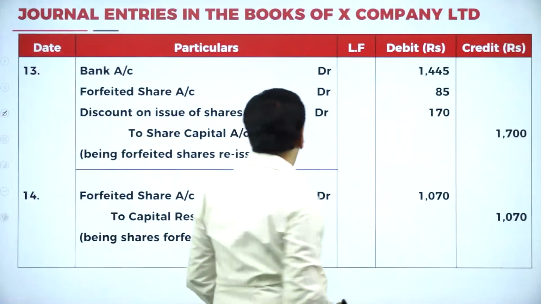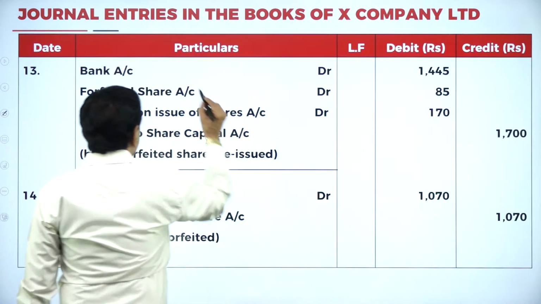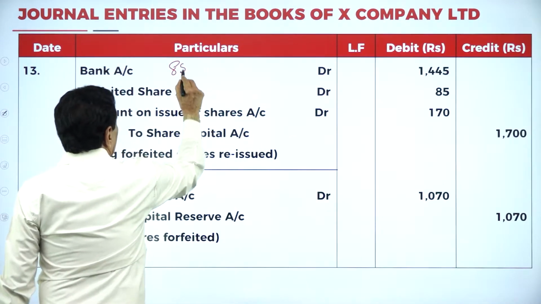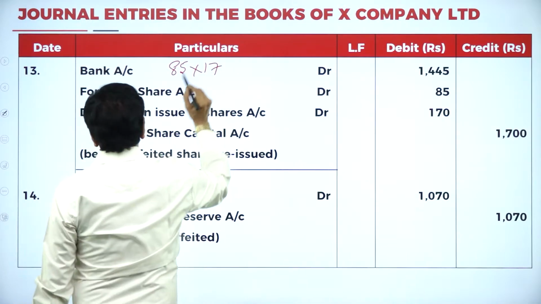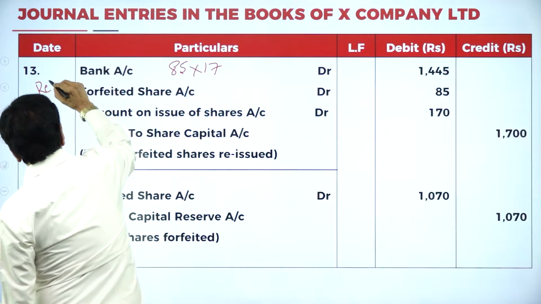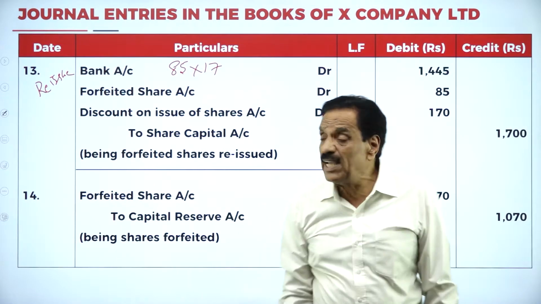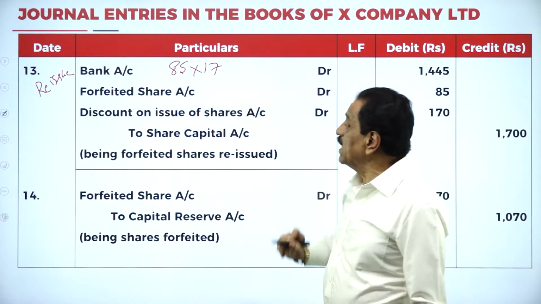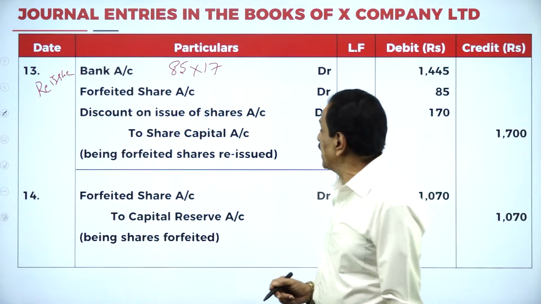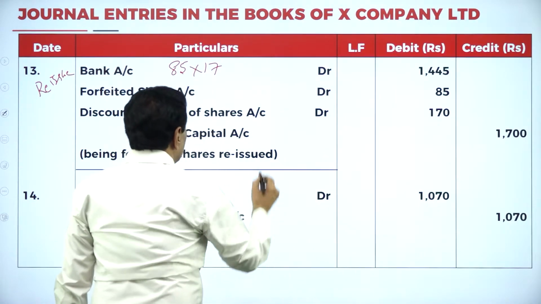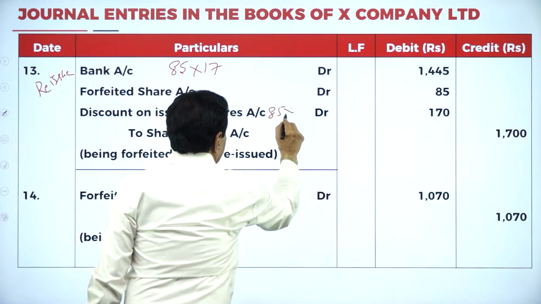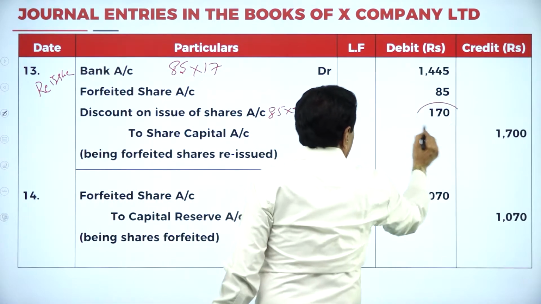Now reissue entry. How many shares were reissued? 85 at rupees 17. This is the entry for reissue. How many shares were issued? 85 at rupees 17. Discount 2 rupees. 85 into 2, this is 170.